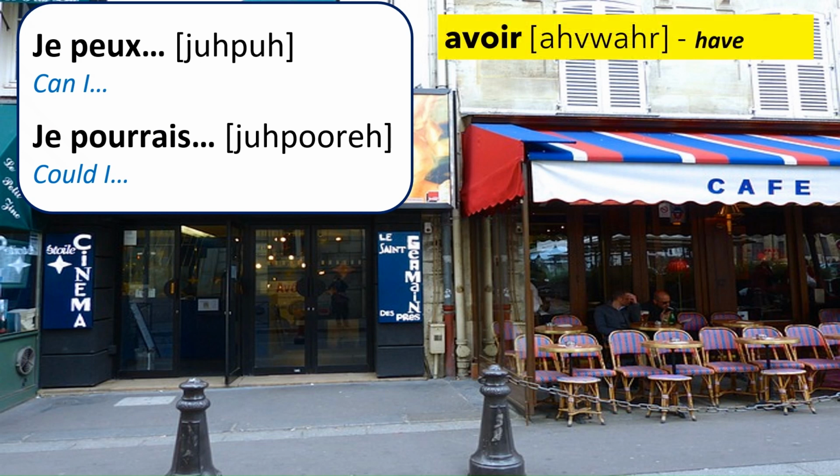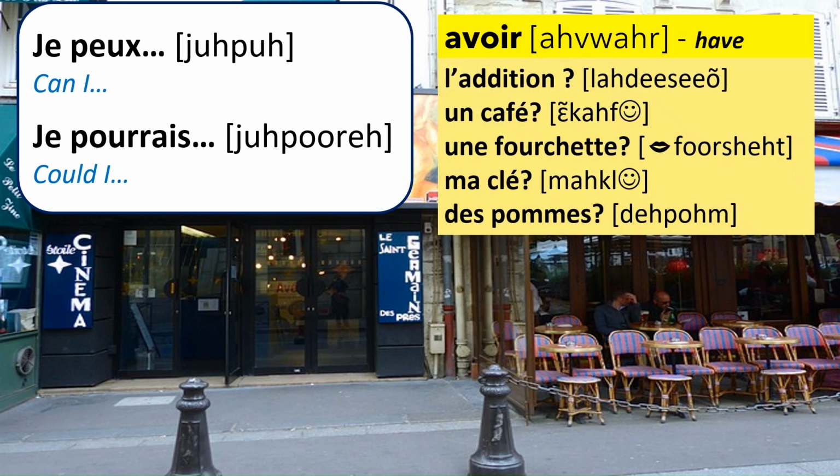Avoir means to have. So can I have? Je peux avoir? Or could I have? Je pourrais avoir? And then you can list a number of things that you could have. Je peux avoir l'addition? Je pourrais avoir un café? Je peux avoir une fourchette? Je pourrais avoir ma clé? Je peux avoir des pommes?